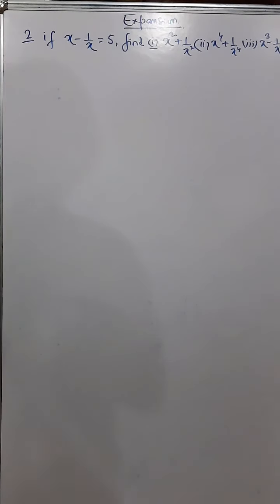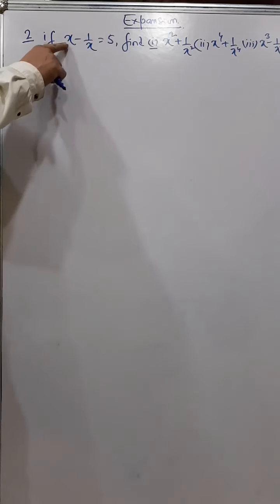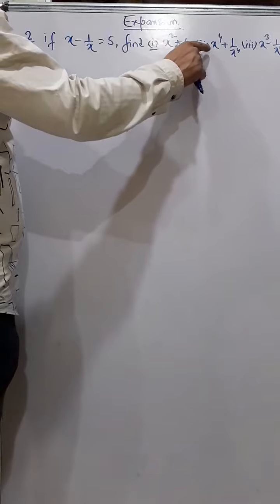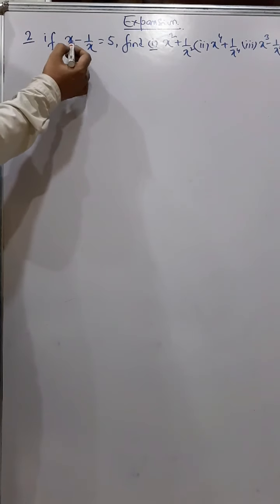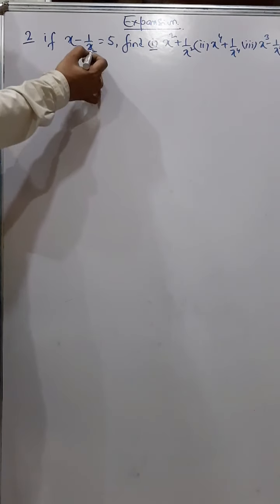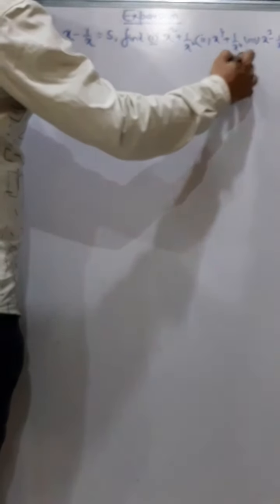Okay, now this sum is also similar to number 1. Here, suppose a minus b is given and you have to find a square plus b square and then a4 plus b4, a cube minus b cube, similar. The only thing is that when they give it in the form of ab, just remember this, they will give you a value of ab.